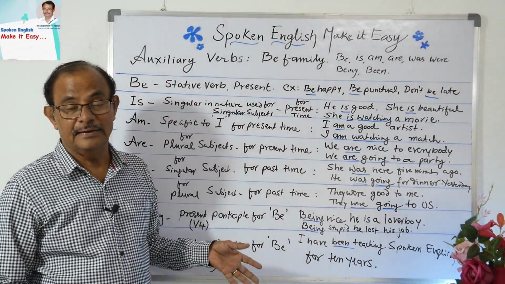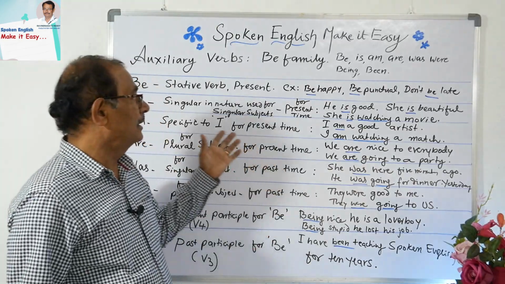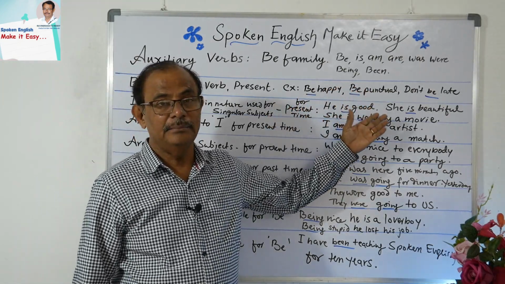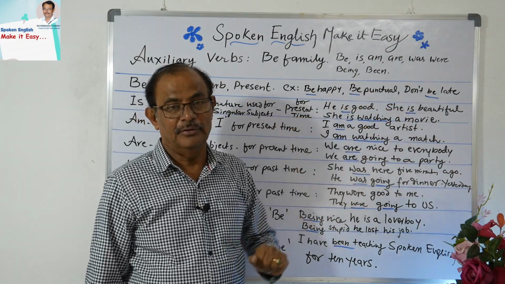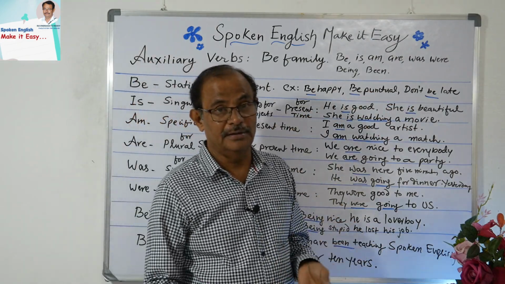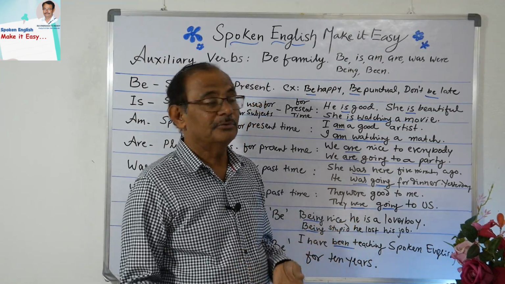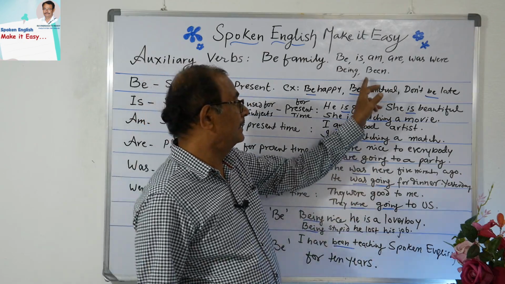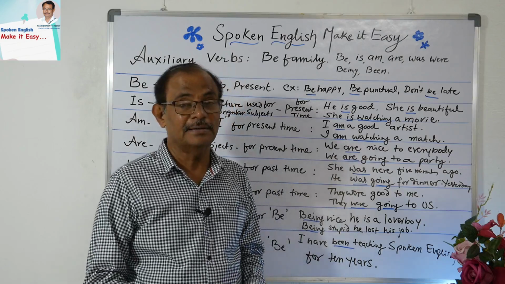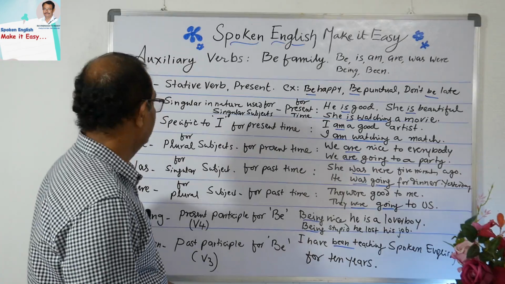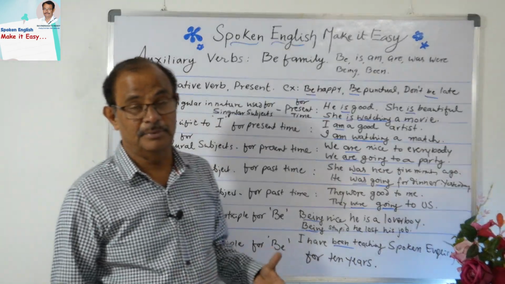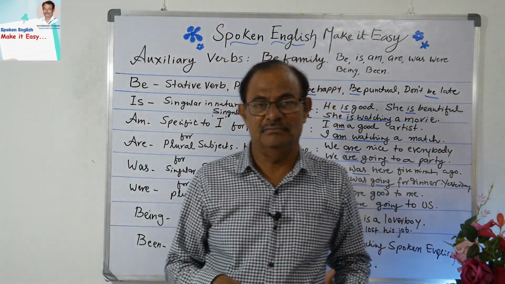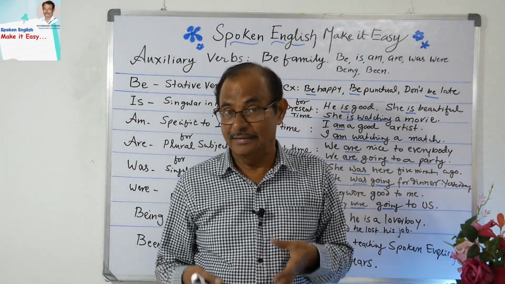So in this slide I have given the be family. What are the auxiliary verbs in the be family? Be, is, am, was and were. And we have another two auxiliaries in different forms. One is being, which is the present participle of be, and another is been, which is the past participle of the be auxiliary verb. So now let us go to the examples, and let us examine all these auxiliaries, how they function and how they are useful in sentences.